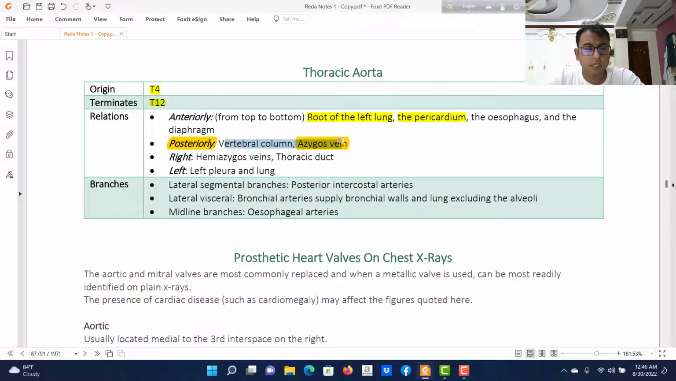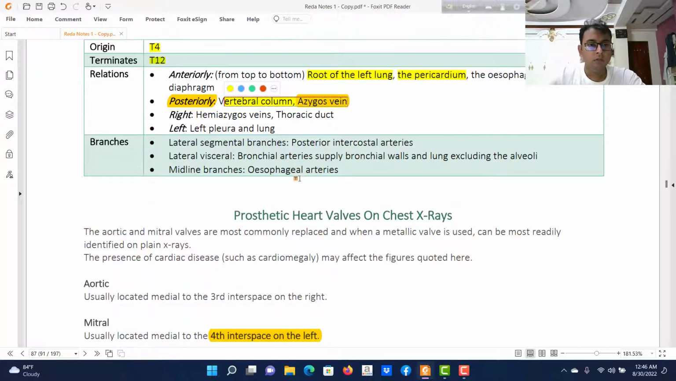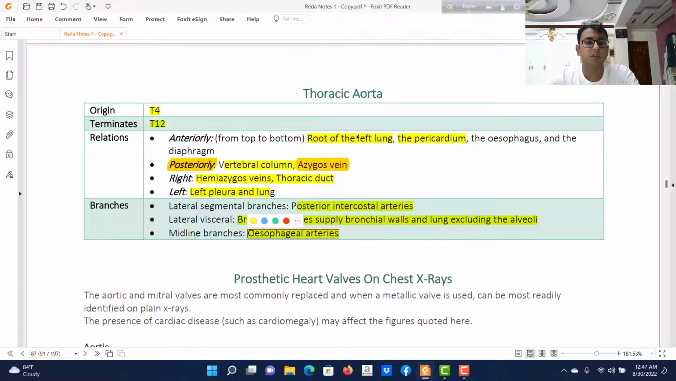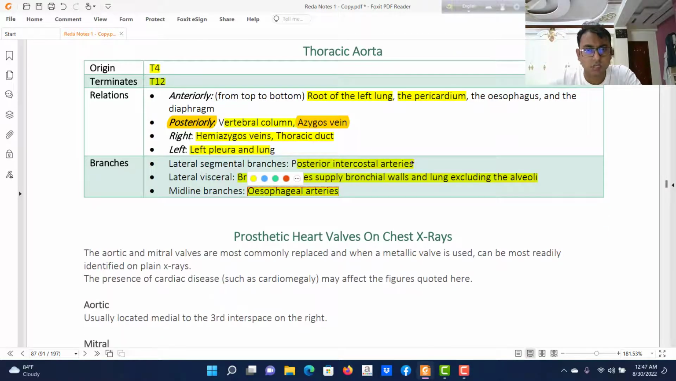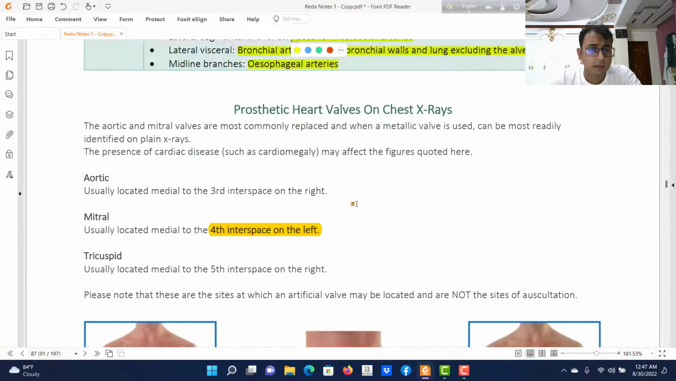Posteriorly are the vertebral column and the azygos vein. Then the hemiazygos vein on the right side and the thoracic duct, and on the left side the left pleura and lung. And the branches: the lateral segment branches are the posterior intercostal arteries, and the lateral visceral bronchial arteries supply the bronchial wall and the lung, excluding the alveoli. Midline branches, the esophageal arteries, give supply from the thoracic aorta. The posterior intercostal arteries are also supplied from the aorta.